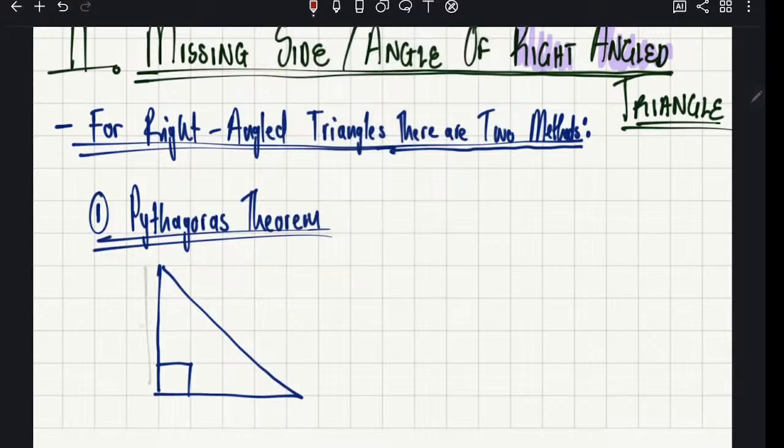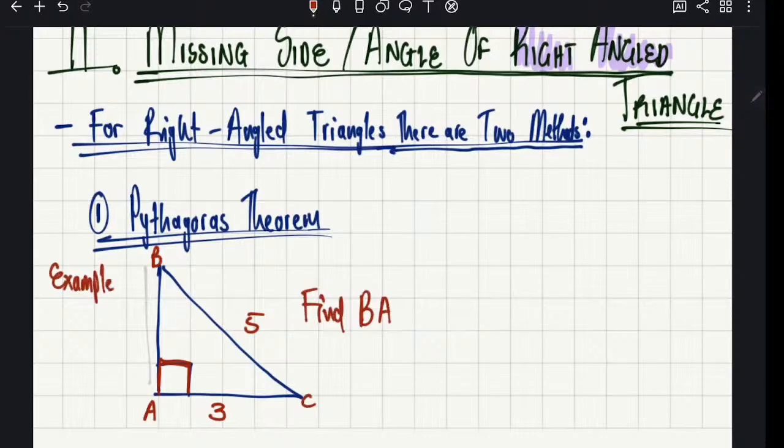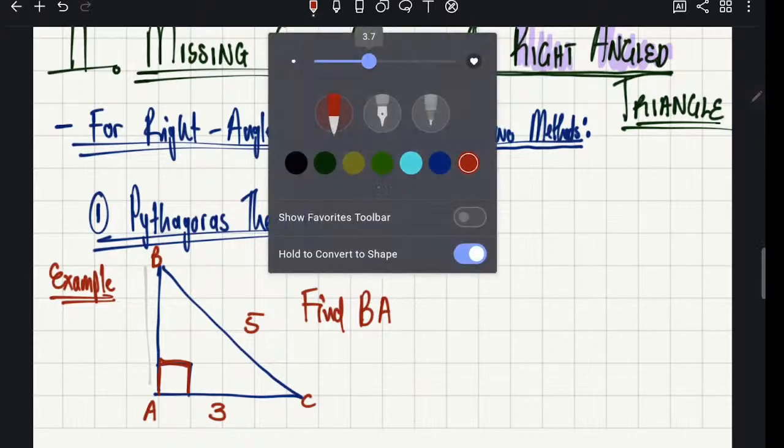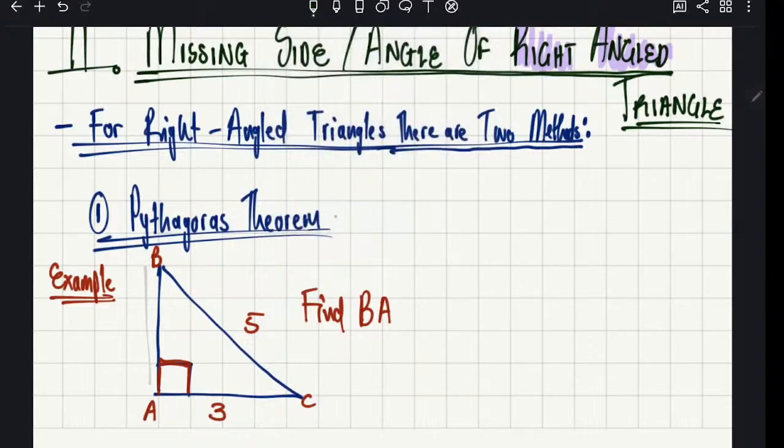You have a triangle and it has a right angle. Then let's say they give you this to say 3. Then this is 5. You can call this A, B, C. Then they say find B. This is the example. So, Pythagoras theorem, what it says is this. It says 3 things. Okay? You're not going to let me down. When you're doing Pythagoras theorem, it says 3 things.